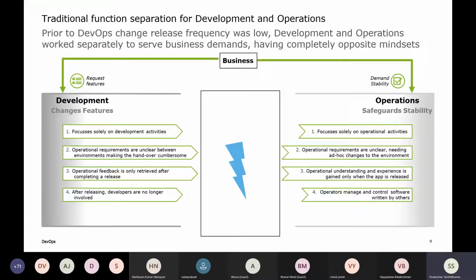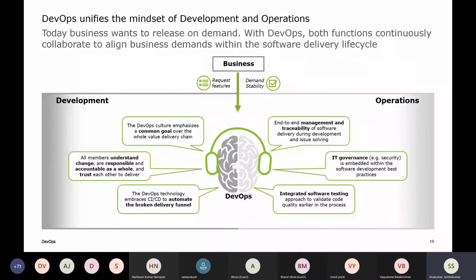If you merge these two teams into a collaborative framework based on DevOps, then those things get sped up. That's what Patrick Debois has done. DevOps unifies the mindset of development and operation. In today's business, release and demand management within DevOps are both functional and continuously collaborative, to align business demands within the software delivery life cycle.